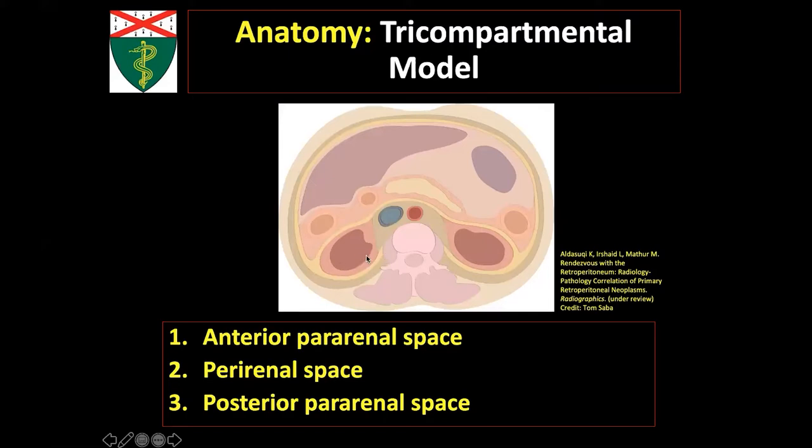And around the kidneys, you have different spaces. You have the space anterior to the kidney, the anterior pararenal space, the space around the perimeter of the kidney, the perirenal space. And finally, you have this space posterior to the kidney, the posterior pararenal space.